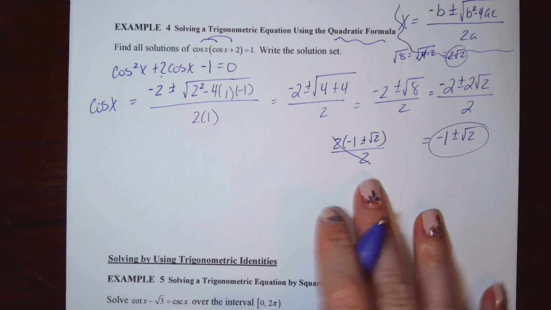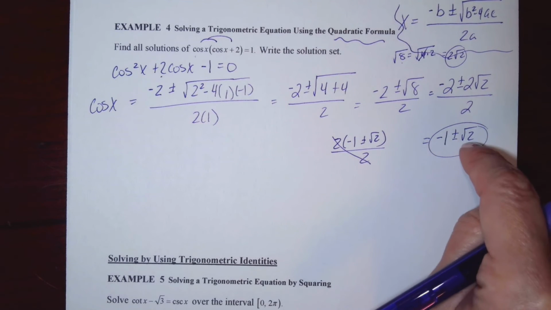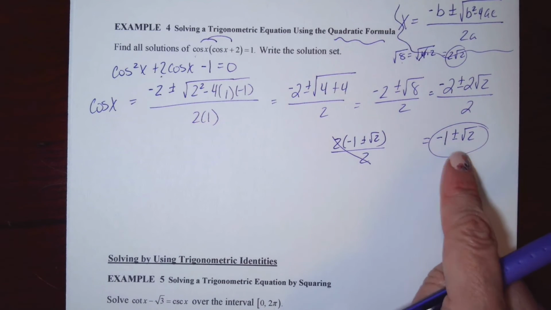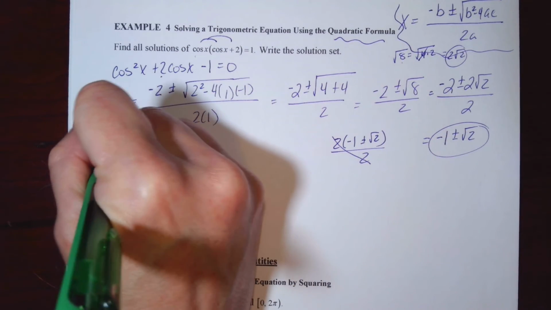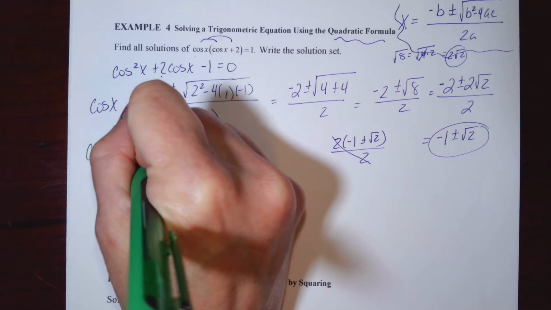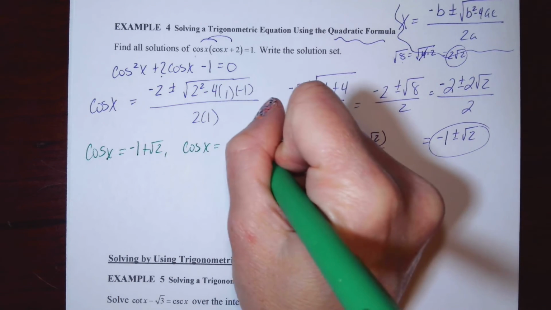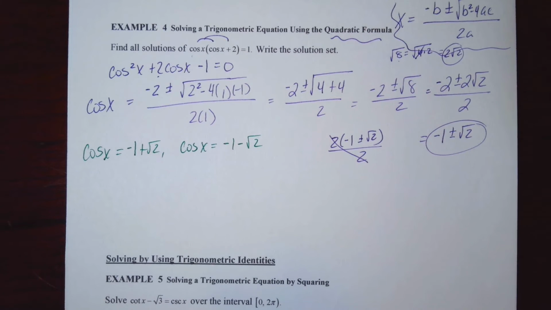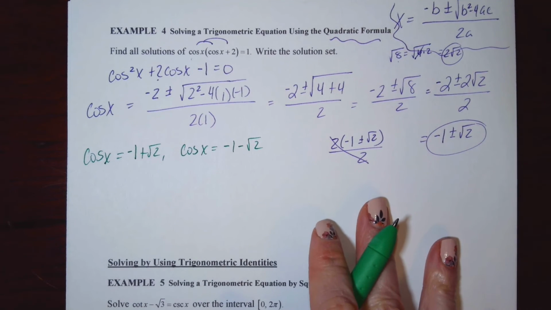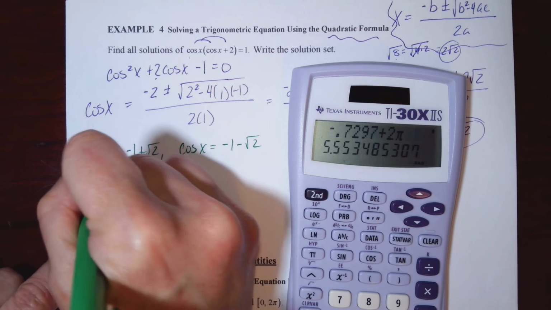The easiest would be to split it apart. Negative 2 over 2 is negative 1. 2 square root 2 over 2 is square root 2. Okay, so this is where I get to. I've got that cosine x is equal to either negative 1 plus the square root of 2, or that cosine x is equal to negative 1 minus the square root of 2, neither of which are special angle values on my unit circle. So let's plug these into our calculator and see what they are approximately.